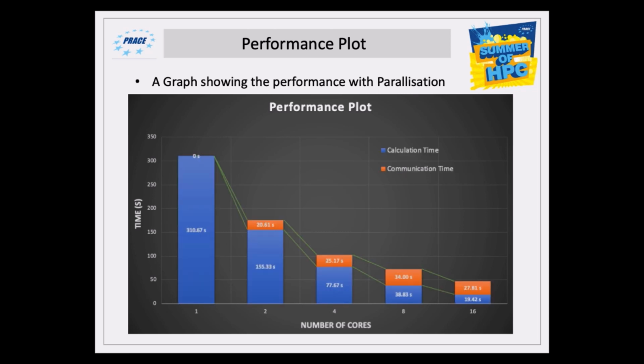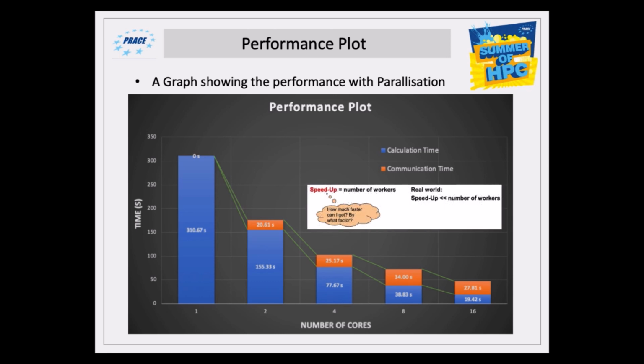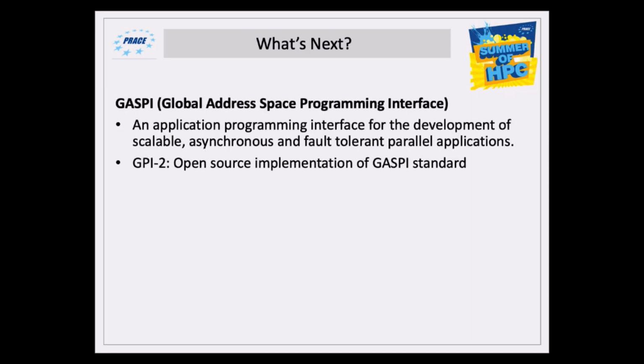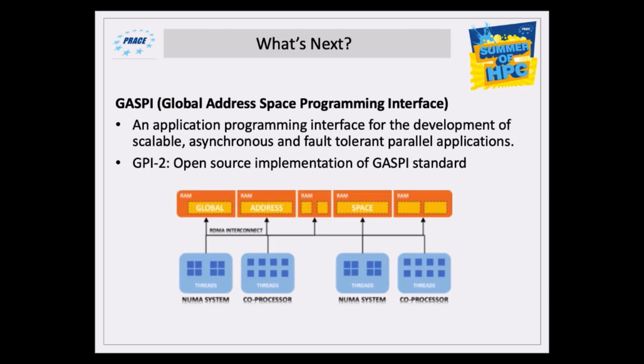In an ideal world, workers can do their job independently, but in the real world, synchronization is a must. There is no escape from communication overhead, so in reality, speed-up is always less than the increase in the number of workers. What can be done more? Different parallelization tools can be used to further improve the performance. Gatsby is one of them. It is an API for development of scalable, asynchronous, and fault-tolerant parallel applications.